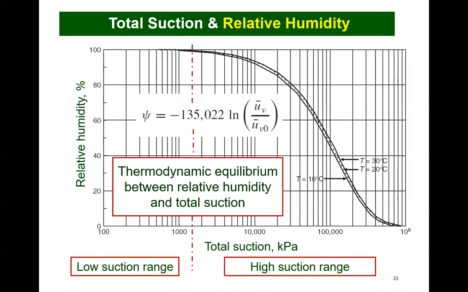Matrix suctions below 1,500 are referred to as being in the low suction range. Relative humidity changes are extremely small in this range.